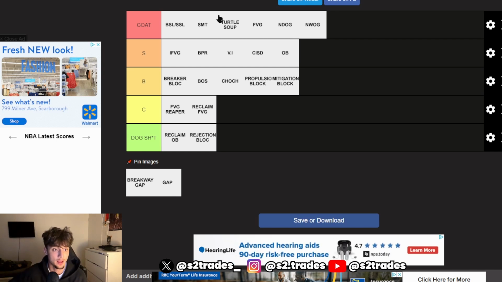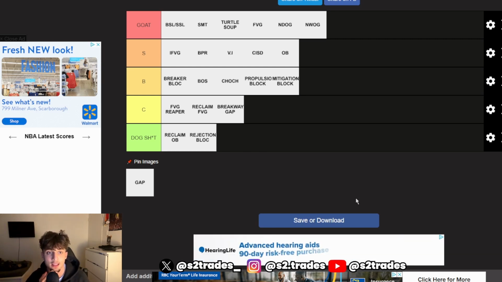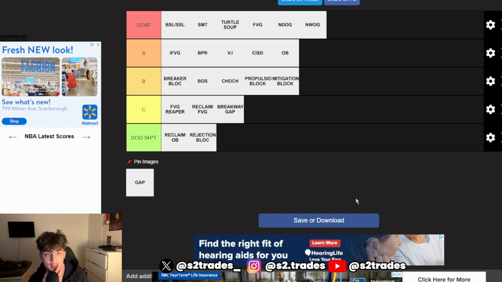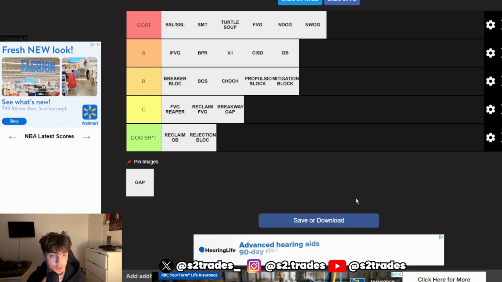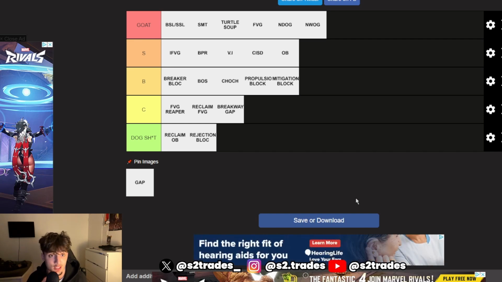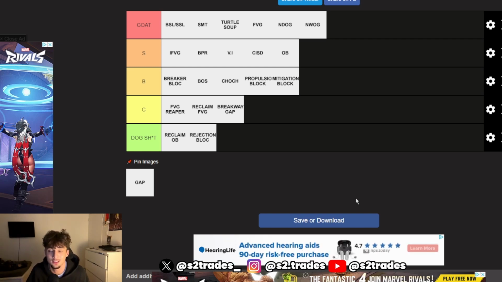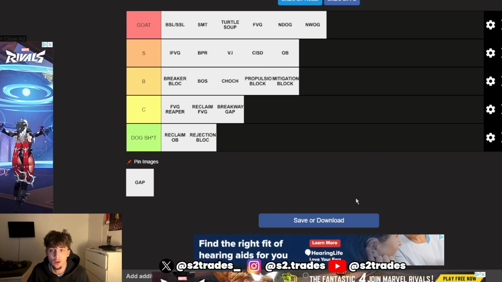Breakaway gap, I'll put this in C, because here's the thing, a breakaway gap could signify that we're moving and we're not going to retest that gap. It's kind of a good way to figure out where to put your stop loss or whatever. But breakaway gaps are hard to spot with foresight. They're really hard to spot with foresight. And even if you didn't know what a breakaway gap was, it wouldn't matter. If you didn't know what a breakaway gap was, it wouldn't affect your trading. That's why I'm putting it in C tier.